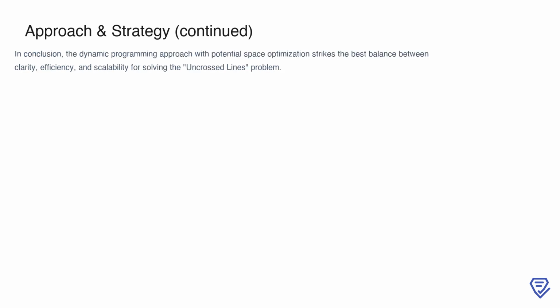In conclusion, the dynamic programming strategy, with the option for space optimization, provides a clear, efficient, and scalable solution to the uncrossed lines problem. It avoids the computational infeasibility of brute force and the pitfalls of greedy methods, ensuring that we achieve the global optimum in a structured and manageable way. This makes it the ideal approach for solving this problem, especially when working with larger input sizes.